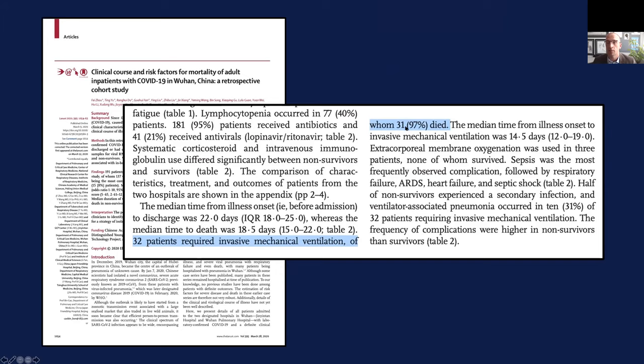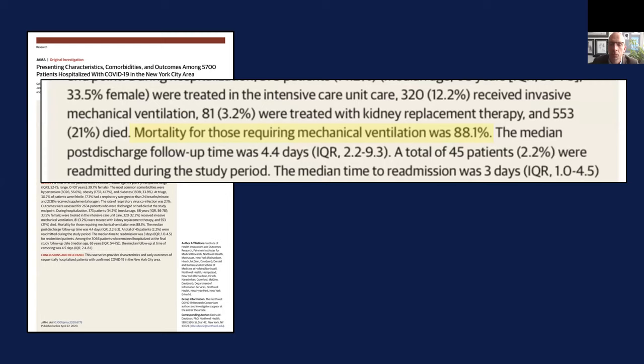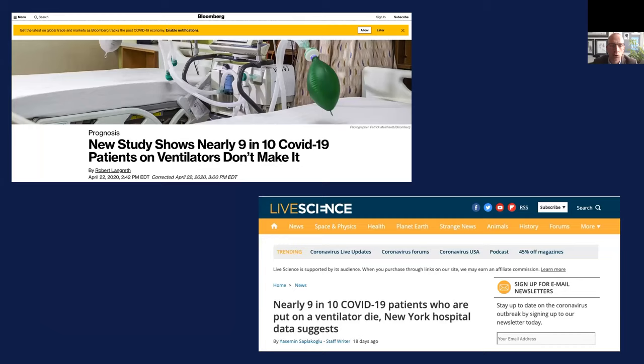I'm sure many of you saw this paper in JAMA. It was the Northwell group around New York City, in the New York area. And they reported that mortality for those requiring mechanical ventilation was 88.1%. And this was quickly corrected for a very good reason. The press got hold of this, and you were seeing headlines like this. New study shows nearly 9 in 10 COVID-19 patients on ventilators don't make it. Nearly 9 in 10 COVID-19 patients who are put on a ventilator die, New York hospital data suggests.